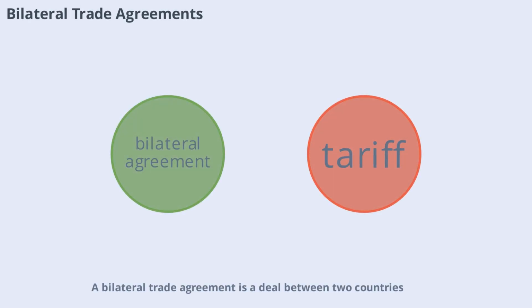A bilateral trade agreement is a deal between two countries. These agreements are designed to benefit both sides by lowering tariffs, removing quotas, and setting clear rules for trade. For example, if country A and country B sign a bilateral agreement, businesses in both countries can sell their products to each other more easily and at lower costs. Bilateral agreements are often tailored to the specific needs and interests of the two countries involved, making them flexible and effective for addressing unique trade issues.